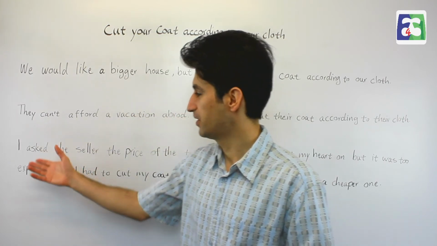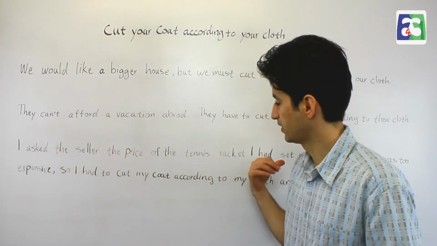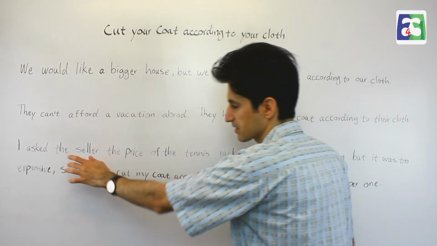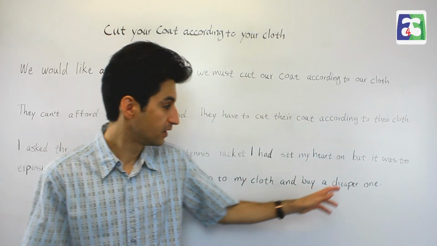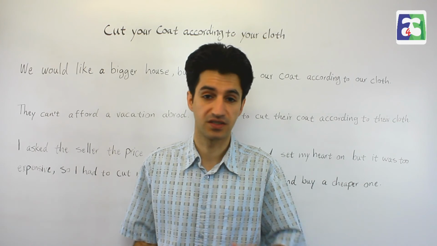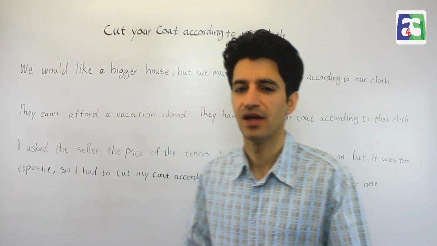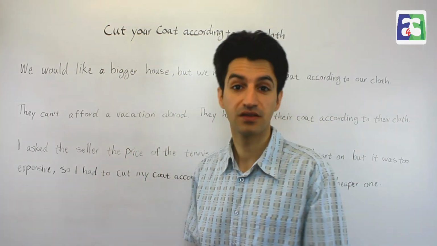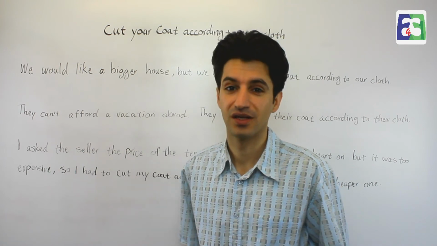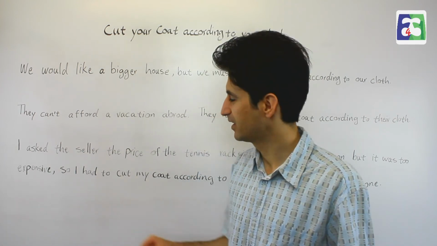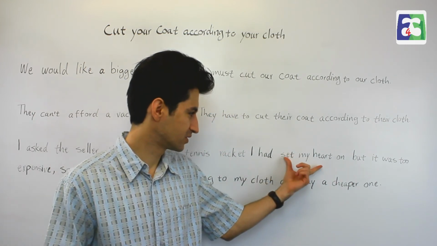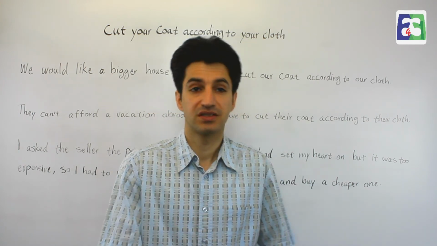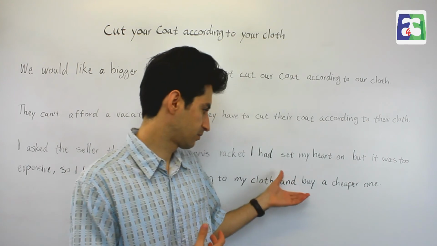Okay, over here a person likes a tennis racket so much, loves it, and then asks the price, but it was too expensive, it's too much for the person, so the person needs to cut his coat according to his cloth, according to his money, his pocket, and then he just forgets about the one that he loves and buys a cheaper one.